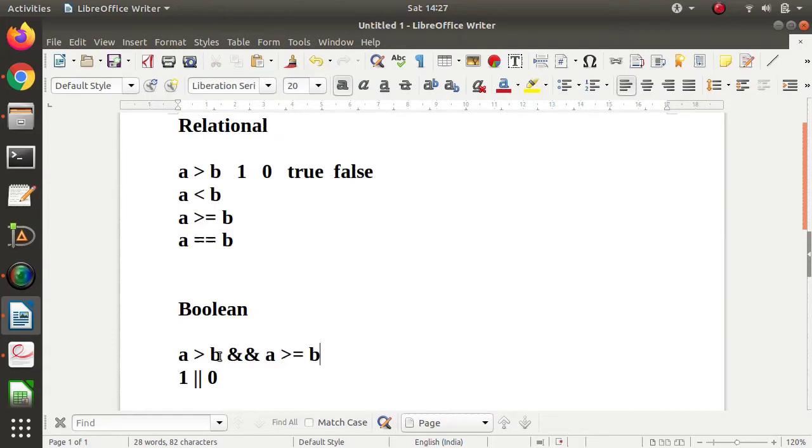Why can I use this? Because of the output of a relational expression. Here this is the relational expression, and this is completely a boolean expression, while these are the relational expressions. Output of a relational expression is a boolean value. It is true or false, or it is 1 or 0. So we can use a relational expression as an operand for a boolean expression, as these are boolean values. Output of this is a boolean value.